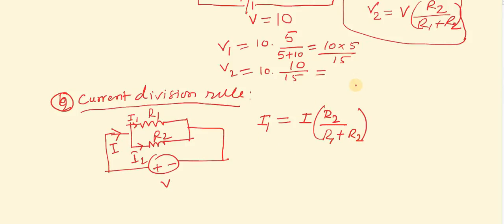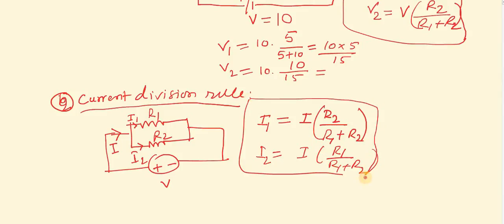Do not confuse it with the voltage division rule. We have seen in the voltage division rule that the voltage across any resistance is equal to the total voltage into that particular resistance divided by the sum of the two resistances. But for the current division rule, the current through any resistance is equal to the total current into the other resistance divided by the sum of the two resistances. So the current through R2 is equal to I into R1 divided by R1 plus R2. This is our current division formula.